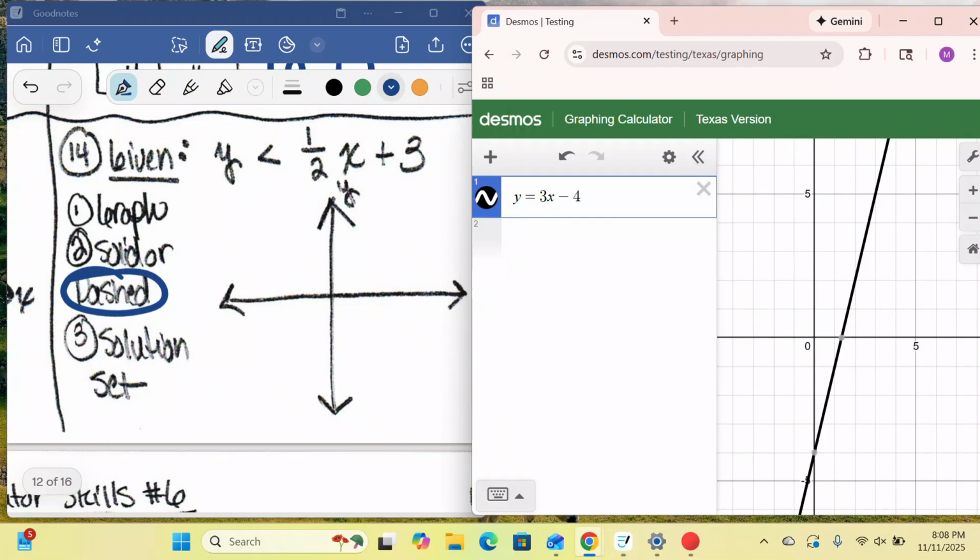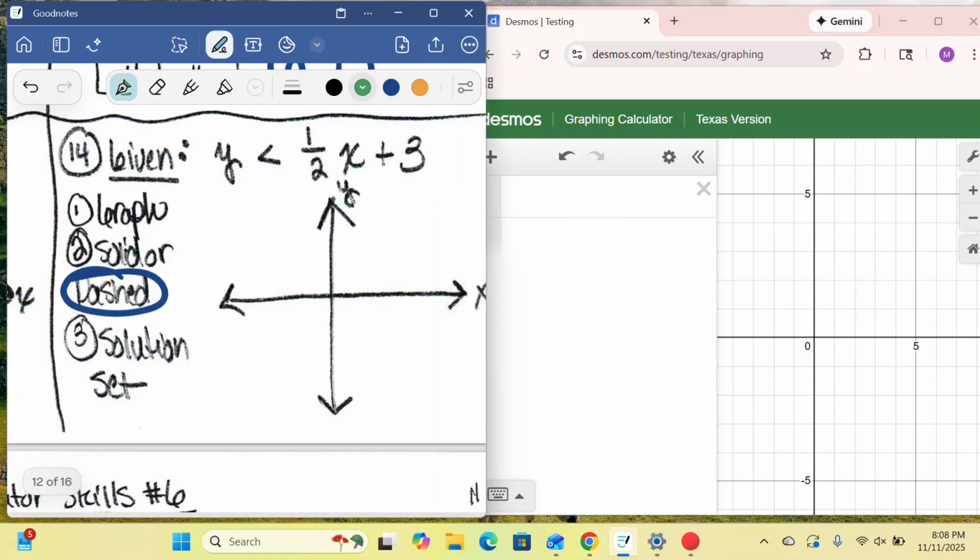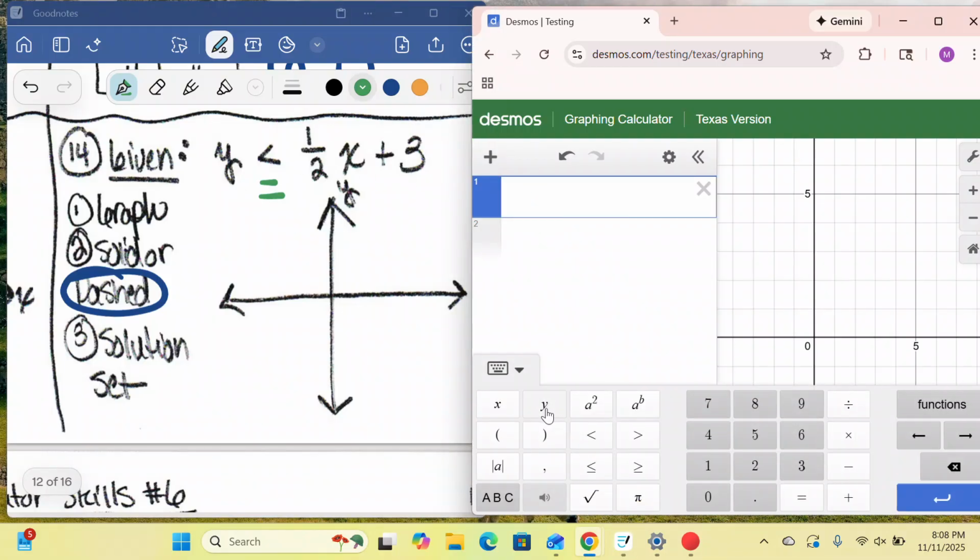So I'm going to take this away. And once again, Desmos does not like inequalities, so it's going to spit out that inequality. The way you graph this, it's already in y equals mx plus b. All you do is put an equal sign there and put it into Desmos. So I'm going to put y equals 1 divided by 2, then the x, and then the positive 3.